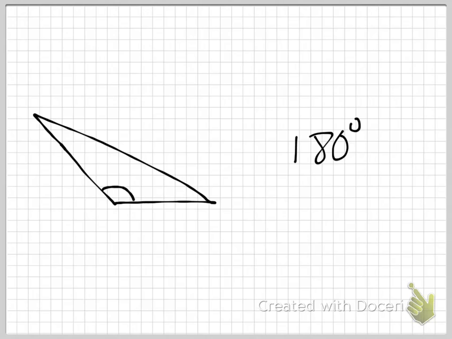So, knowing that they add up to 180, what type of angle is that? That's an obtuse angle. What type is this? Acute. What about this one? Acute. I have two acute angles and one obtuse angle. If there is an obtuse angle in a triangle, then that triangle is called an obtuse triangle.